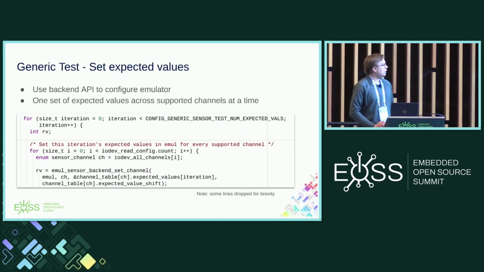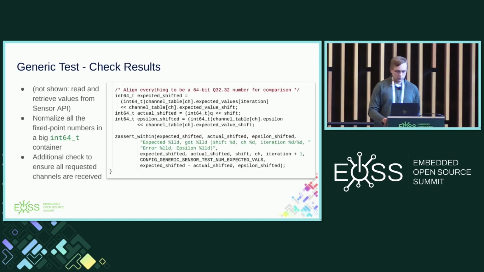And once we have those, we can start setting them on the emulator. So the key function here is emul_sensor_backend_set_channel. That calls into that API that we defined earlier. We give it the value, we give it the channel, and the emulator goes off and does the right thing. We will then go ahead and read those values back from the driver, which is then, of course, talking through the emulator. And we capture all of those into our table. And then we can finally do a comparison at the end to make sure that we got back what we expected.